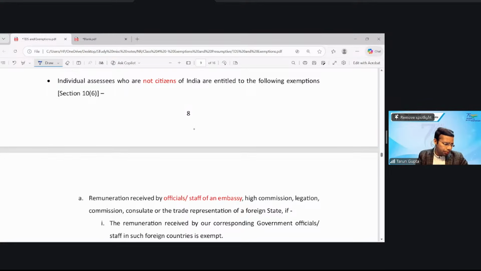So we're talking about salary now. Come back. In all these cases, the salary income derived by a non-resident is exempt, meaning thereby it was taxable at first place. What it says is that individual assessees who are not citizens of India are entitled to the following exemptions. It's applicable to persons who are not a citizen of India. You need to be non-resident plus not a citizen. If you're a citizen plus non-resident, then the exemptions are not available. Then in such case, the salary income which you are deriving is taxable.